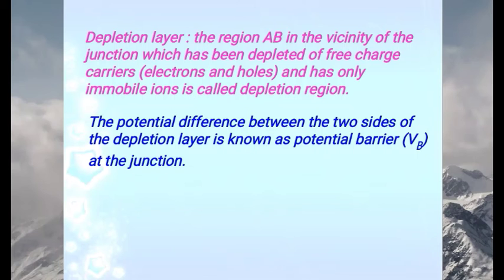Depletion layer: the region AB in the vicinity of the junction which has been depleted of free charge carriers, electrons and holes, and has only immovable ions, is called the depletion region. Immovable ions are ions that cannot be moved. The potential difference between the two sides of the depletion layer is known as the potential barrier VB at the junction.